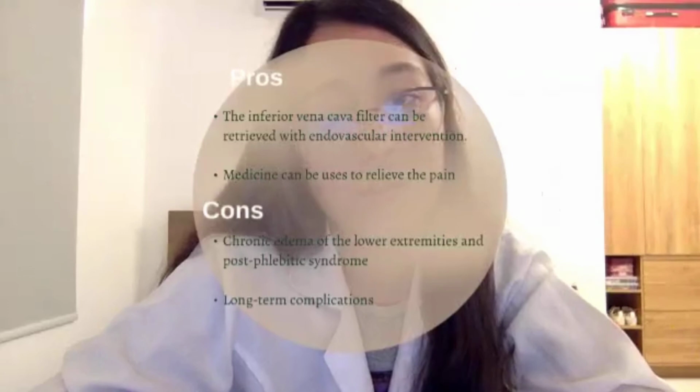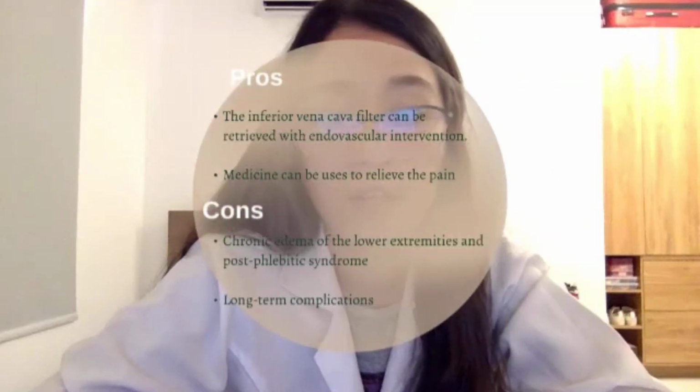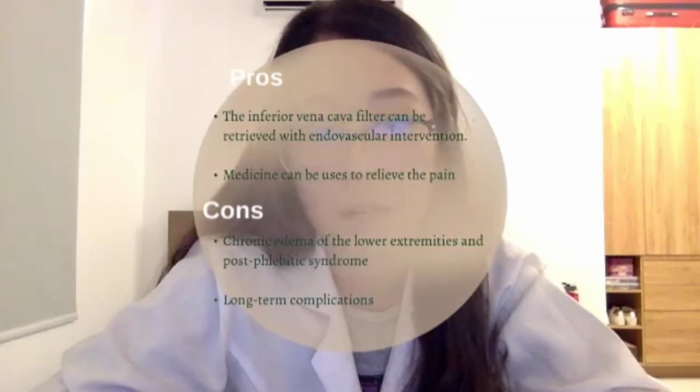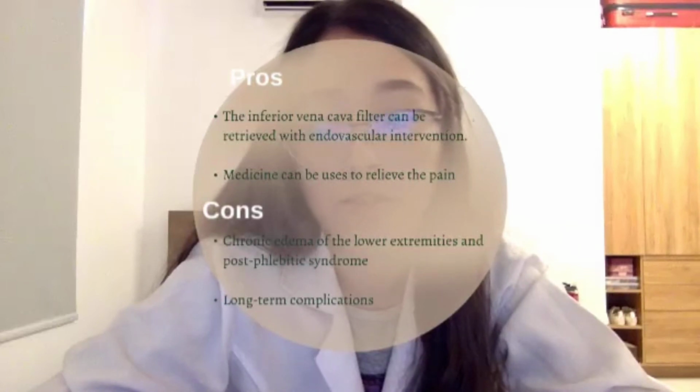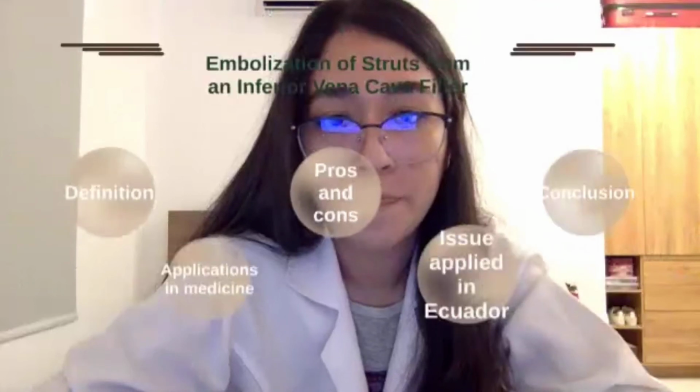Pros and cons. Pros: the inferior vena cava filter can be retrieved with endovascular interventions, and medicine can be used to relieve the pain. Cons: chronic edema of the lower extremities, post-phlebitic syndromes, and long-term complications.